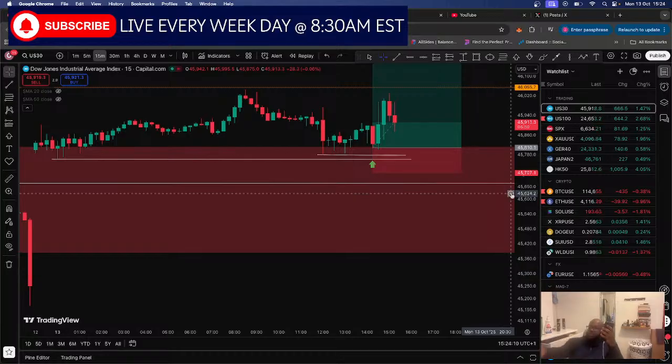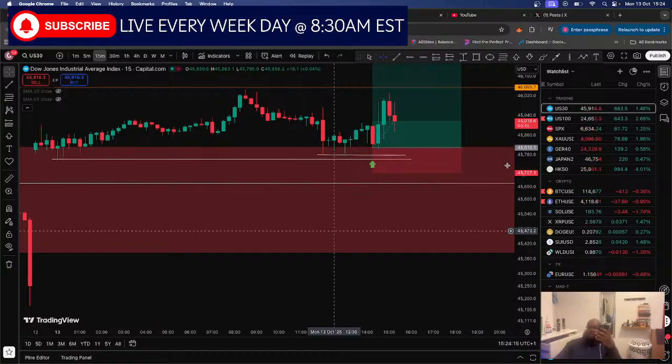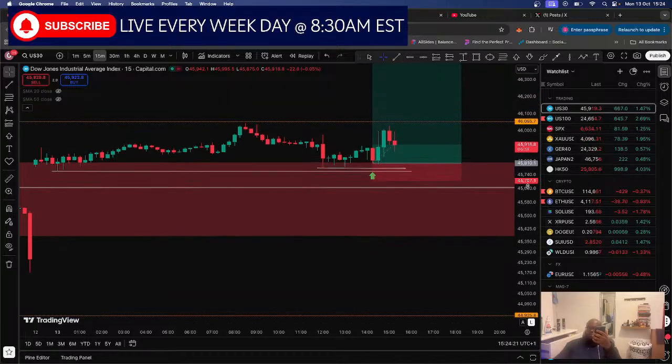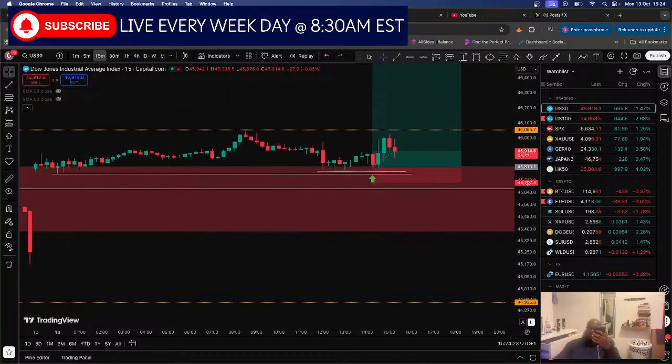Still holding, still holding, still holding. I don't like when the market's like this, man. I just like when it goes straight to my target. But instead we have to do all of this.